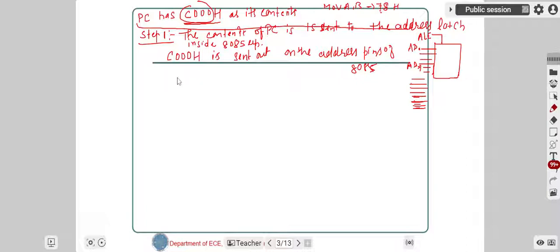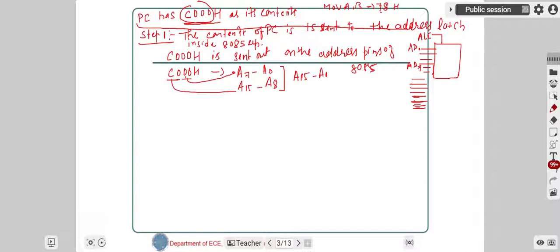Okay, so we already know that in C000H, this is the higher order address, this is the lower order address. So lower order address 00 would be sent through lines A7 to A0. Higher order address, that is C0H, would be sent on the higher order address bus. So in total, this C000H address would be sent on these lines A0 to A15.